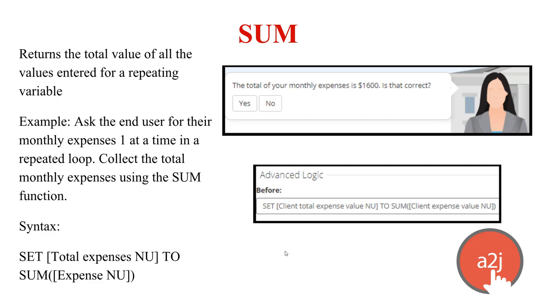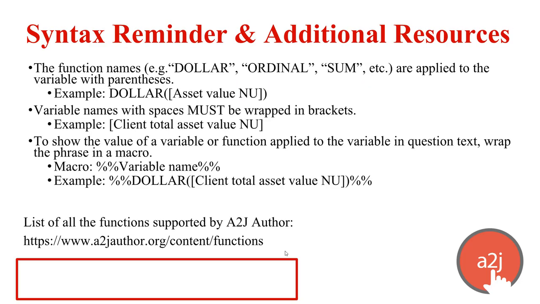So one at a time, it's been adding up and indexing each expense in the variable client expense value NU. And now you're telling A2J to add up all those values and set a new value called client total expense value NU to whatever that sum is. This is particularly helpful when you can gather the information one at a time from an end user and do the math for them. Either they don't have a calculator, or they might do the math wrong. This ensures that the math is done properly each time.